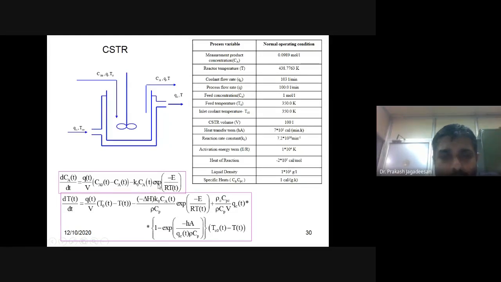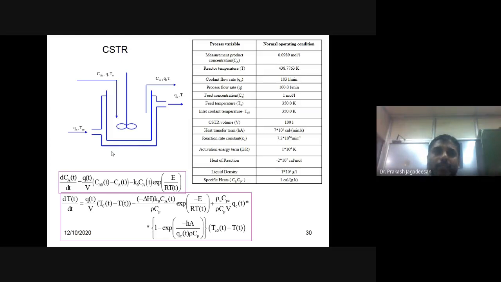And you can see here exponential of minus E by RT. It's highly nonlinear. Exponential type nonlinearity. It's a highly nonlinear system. So if you are from a different background, what is more important here is there are two output variables, CA and temperature, and there is one input variable which is QC. So you can imagine this basically as one input and two outputs. So input to the neural network is QC, and it will generate two outputs, namely CA and T.